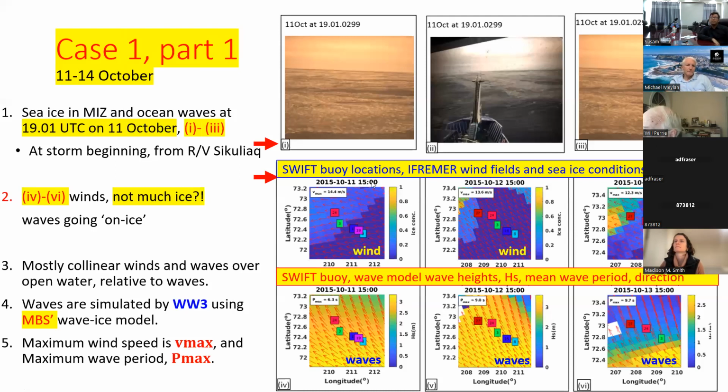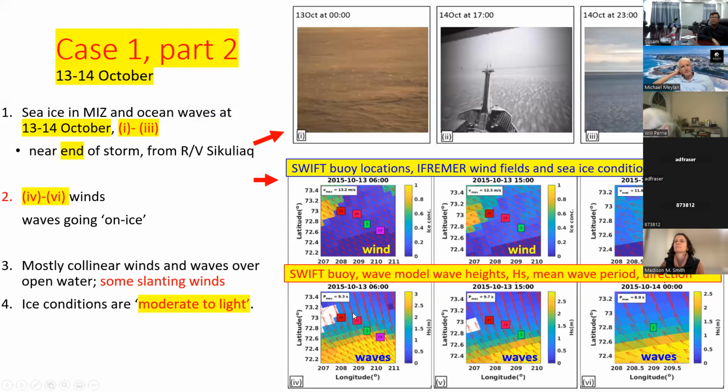So this is October 13th at 6 hours, 15 hours, and October 14th. And the waves are turning and they're feeling the ice. So we have moderate to light ice conditions. Case 2 has heavier ice, and you can see from the photographs that it was heavier. Of course, the photograph is at the ship, and that is probably different from the location of the buoys, but qualitatively it tells you there is some ice around.